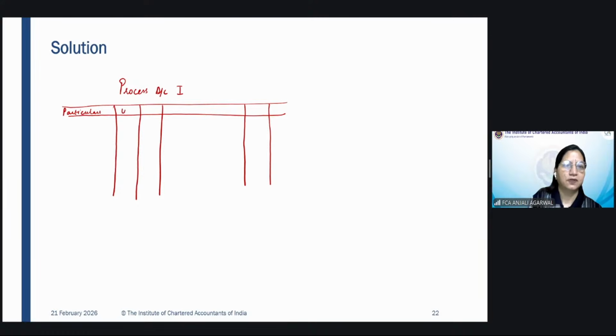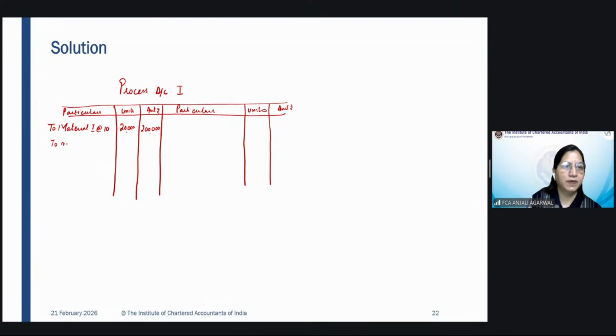Particulars, units, and amount in rupees. Right. So to material 1, which is 20,000 kgs at the rate of 10. So this is 200,000.